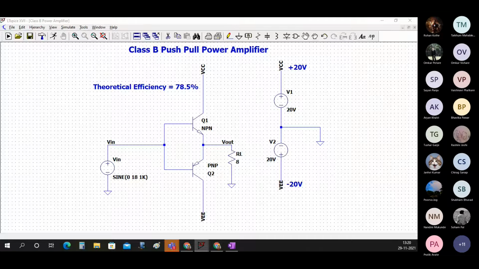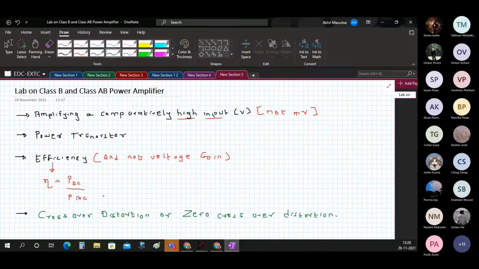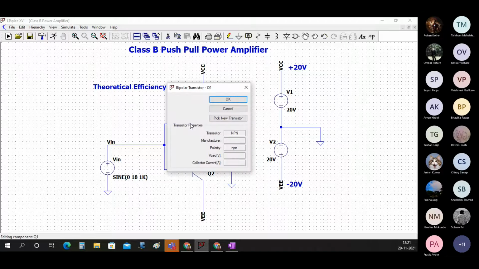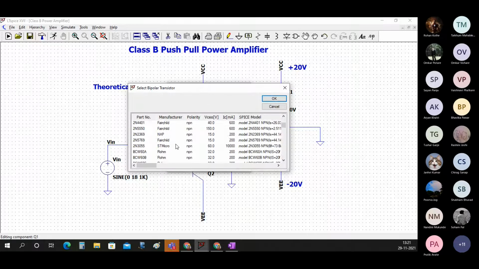Now, like I said here, we should use a power transistor. You can see that we have not yet selected a power transistor, so we will select one. First I will right click on NPN. Then I will say pick a transistor. And then there is a transistor, 2SCR542P. This one.